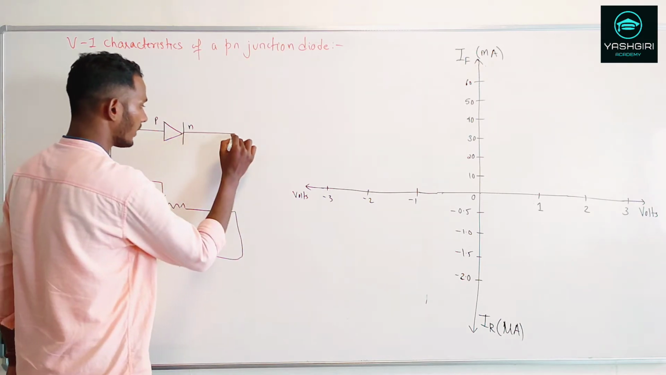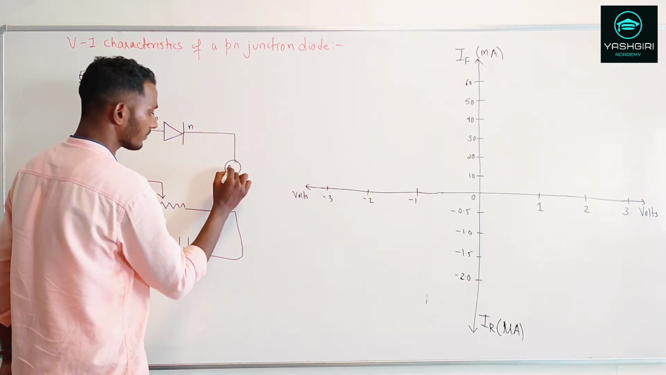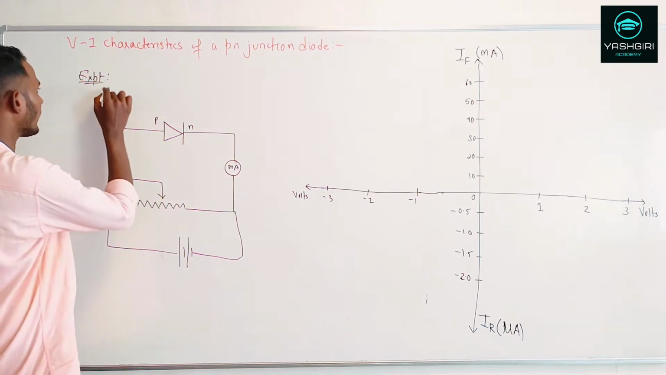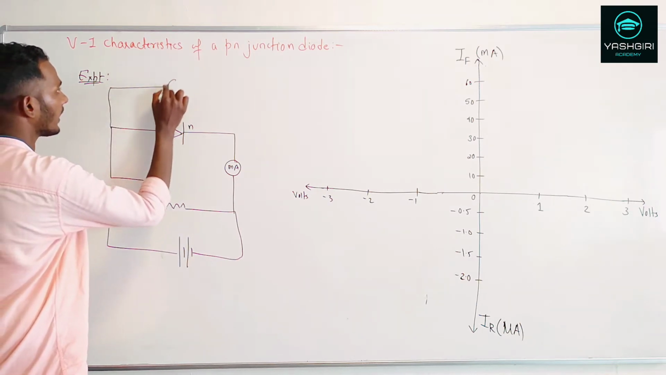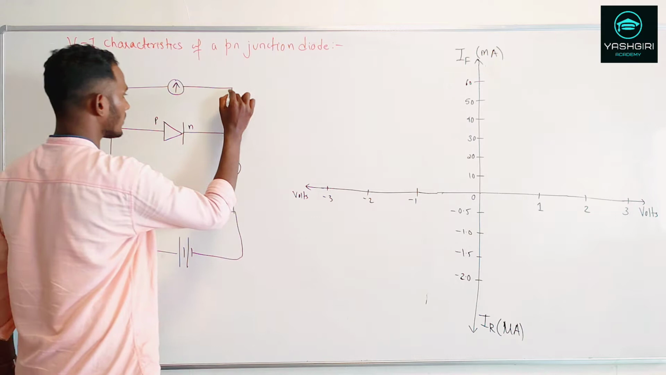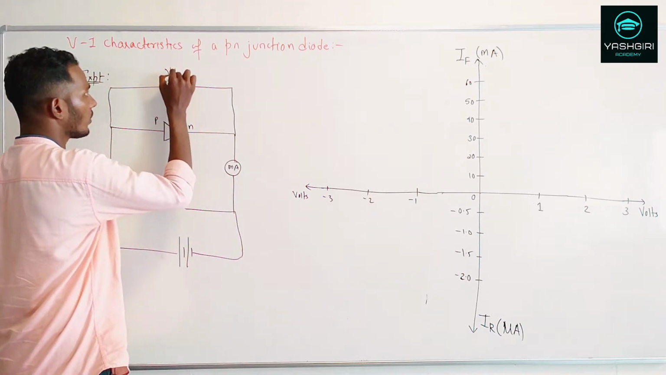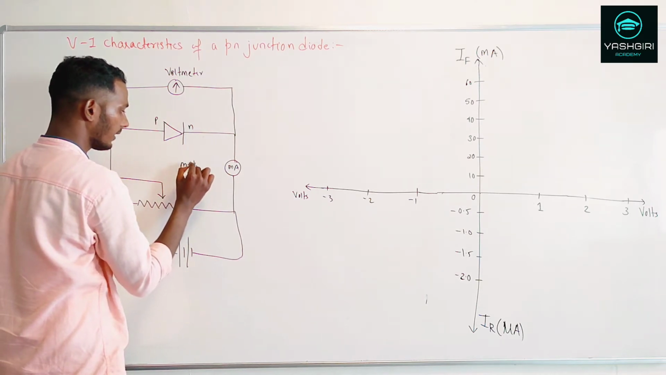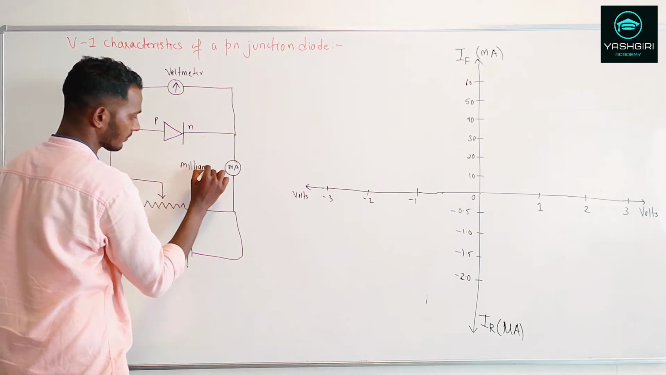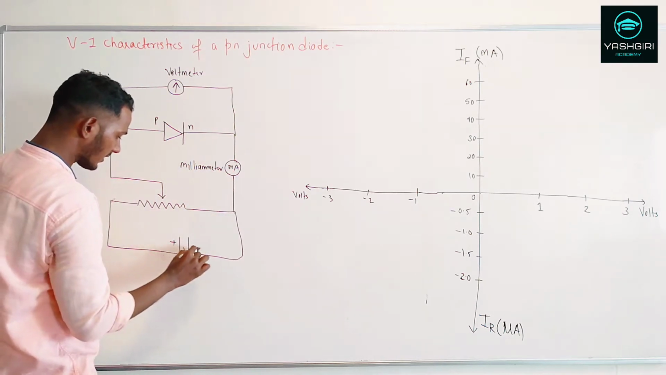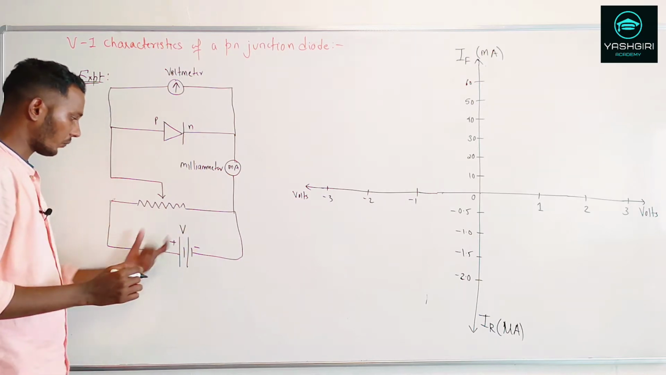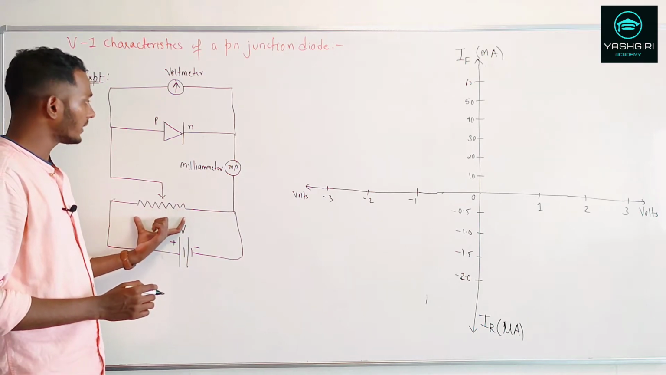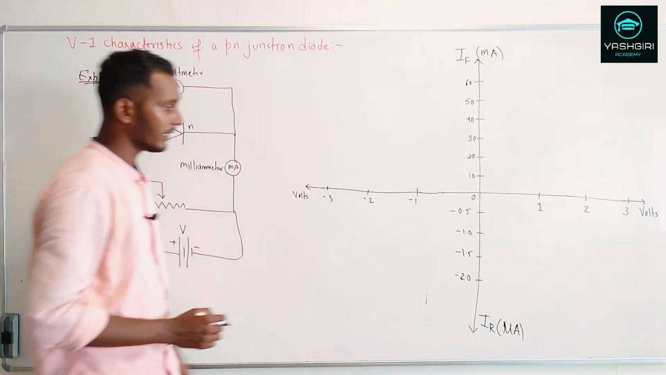And with this diode, we need a milliammeter to measure the current in this circuit. Whereas we also require a voltmeter so that we can measure the voltage across this p-n junction diode. So this is your voltmeter and this is your milliammeter. Now I have connected this DC supply, some voltage V, to the potentiometer so that I can adjust the voltage as per the need, that will be given to this p-n junction.